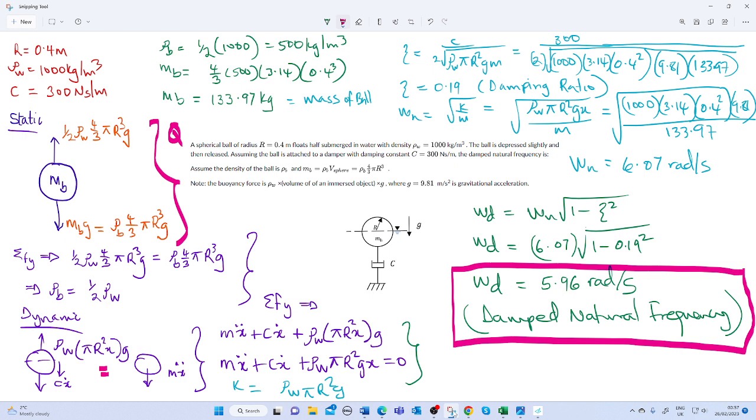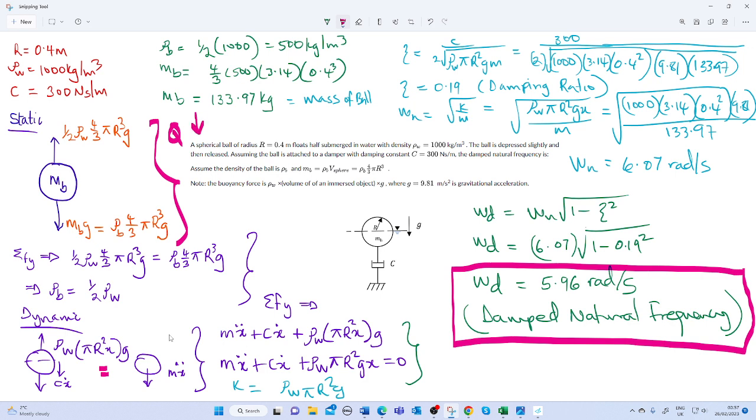Today we have a peculiar question from damped natural frequency of a spherical ball submerged into the water. Now let's read the following question.